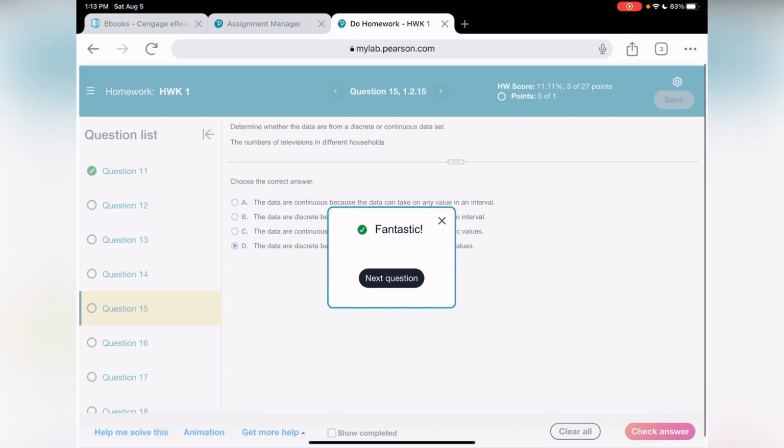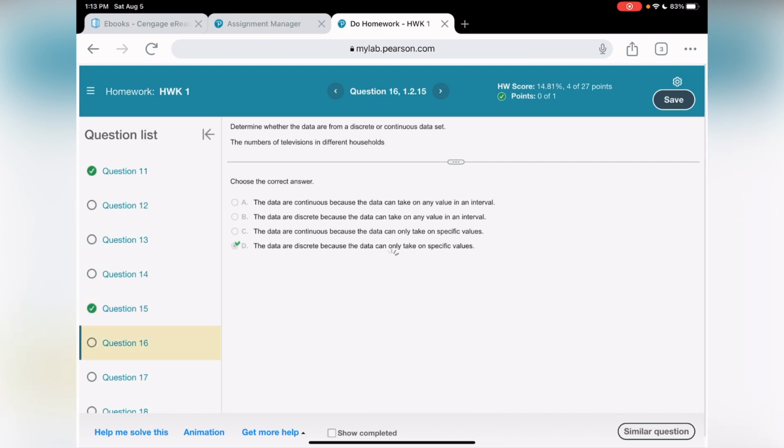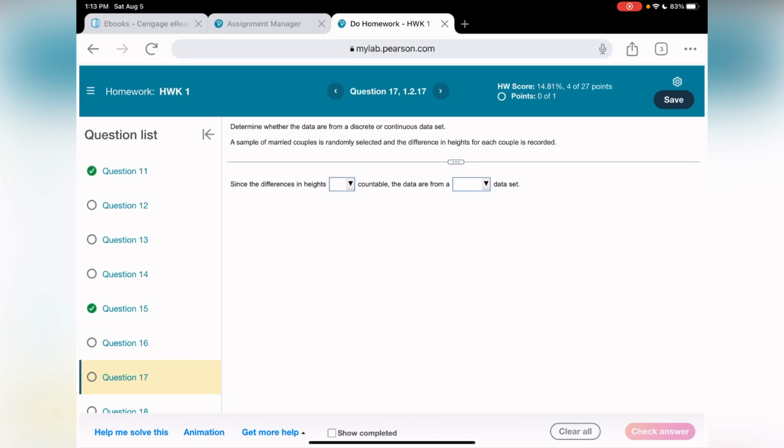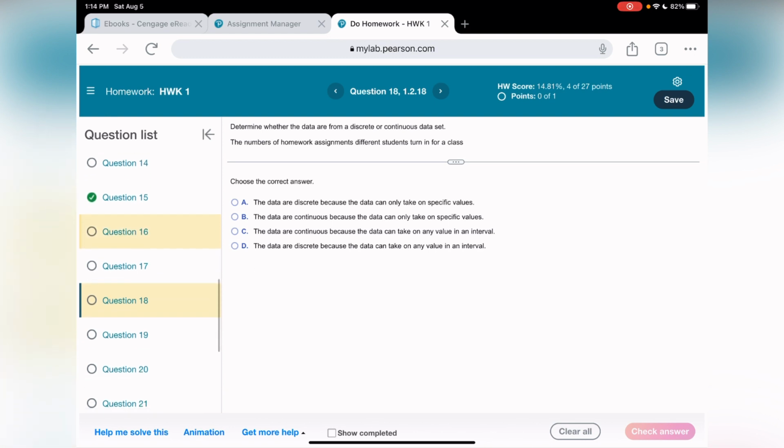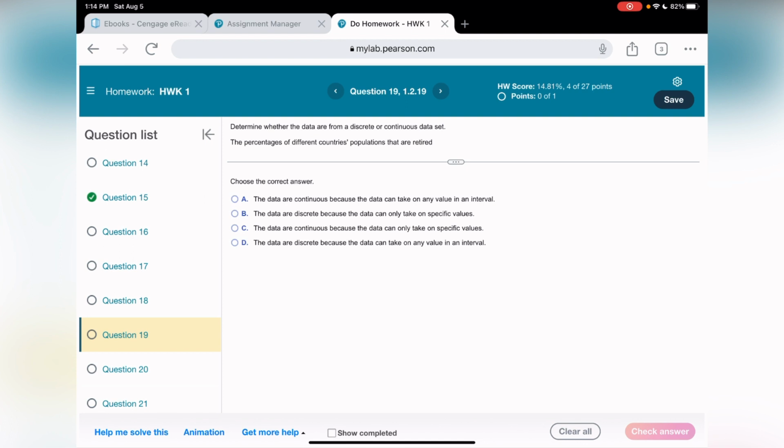Moving to question number 16. Okay, what is it? Discrete or continuous? I'm leaving it to you again. You can do it because I already explained it. You can figure it out. So this one is also discrete or continuous. Moving to question number 18. All right, discrete or continuous. I'm leaving it to you. You already know what it is. This is also discrete or continuous.